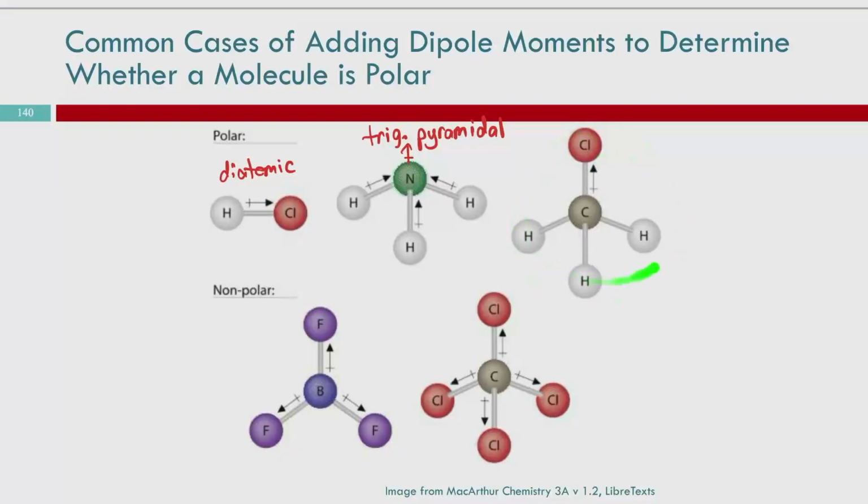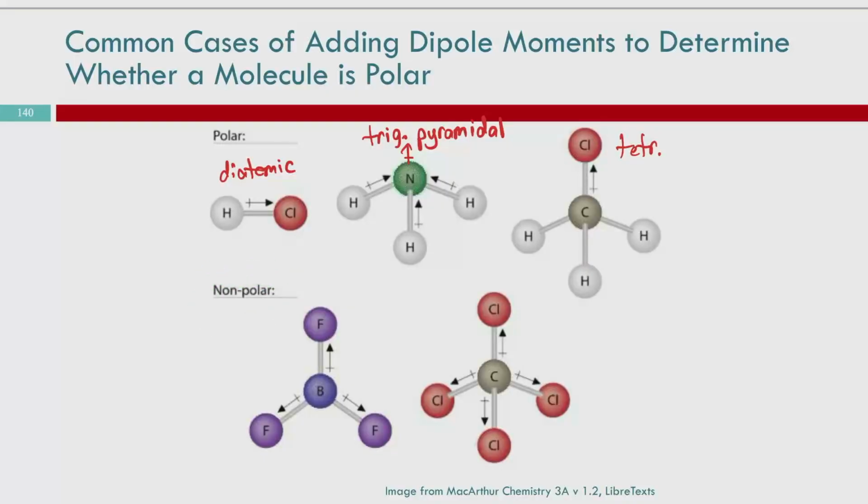And for this CH3Cl, we've got this polar bond between the carbon and the chlorine and nonpolar bonds between the carbon and the hydrogen. So there's, again, nothing to cancel out that pole. This would be a tetrahedral shape.